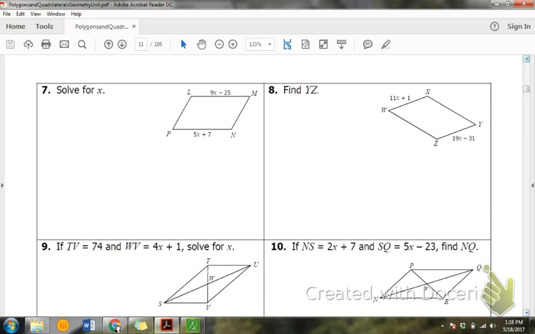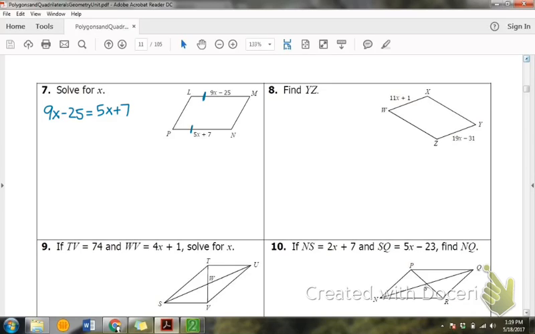It says solve for x. What do we know about opposite sides in a parallelogram? They're the same. They're congruent. They're equal to each other. All right. So we have 9x minus 25 equals 5x plus 7. And we can solve that, right? No big deal. Go ahead and take a minute and solve that.